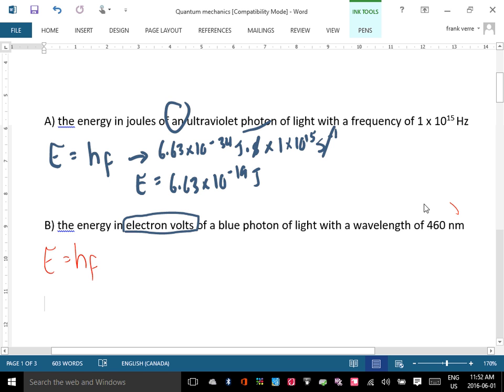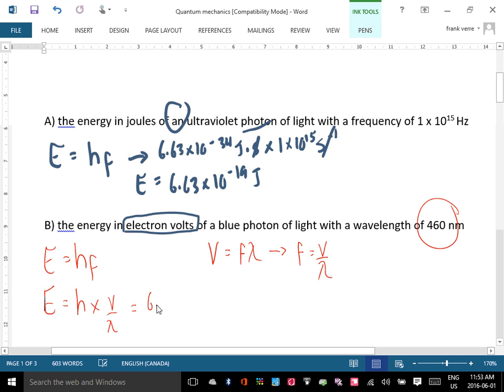Now, we don't have the frequency, but we have the wavelength. But you remembered in grade 11 that V equals F, what? Lambda. So F is V over lambda. So we can just substitute. So we can say this. We can say E is equal to H times V over lambda.